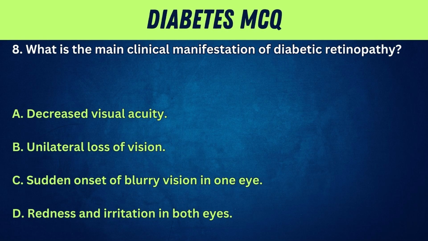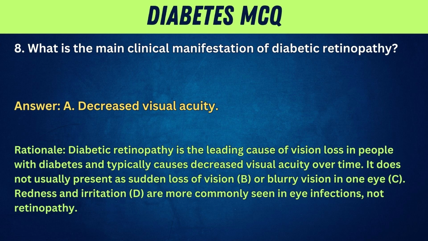D. Redness and irritation in both eyes. Answer: A. Decreased visual acuity. Rationale: diabetic retinopathy is the leading cause of vision loss in people with diabetes and typically causes decreased visual acuity over time. It is not usually present as sudden loss of vision, B, or blurry vision in one eye, C. Redness and irritation, D, are more commonly seen in eye infections, not retinopathy.